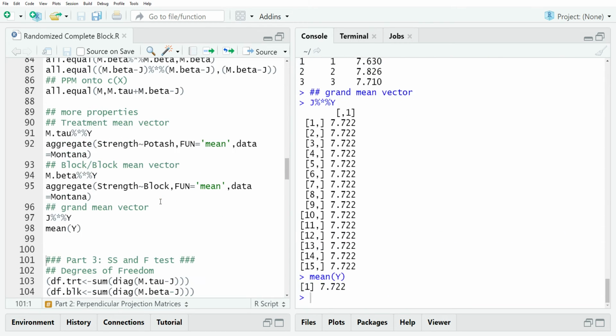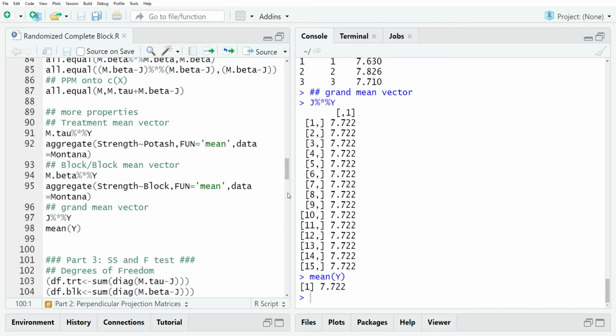The grand mean vector is just a constant vector with the grand mean, 7.722. Now, one little note: on the website from Montana University, they have a 3 there, so that's 7.723. I've double checked all the data and I've double checked everything, and I actually think it's a typo on their part, but I'll let you guys decide that.